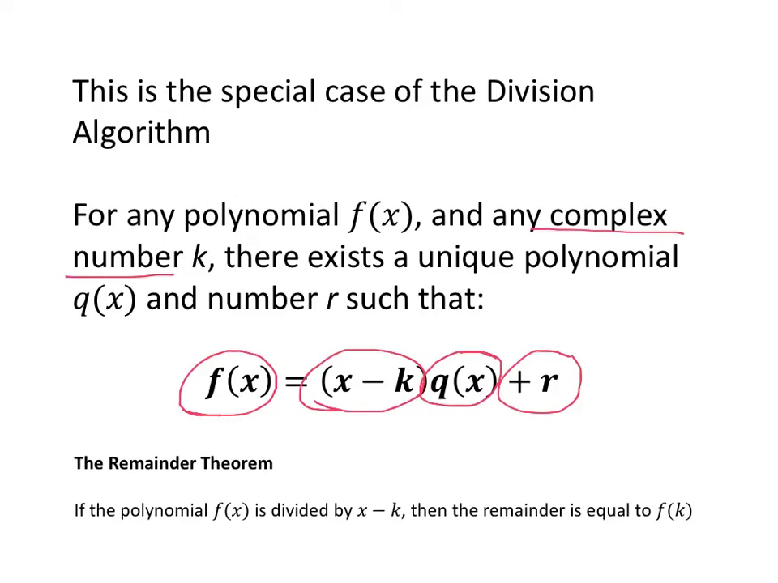And that brings us to the remainder theorem, saying that if we have some polynomial and we divide by x minus k, the remainder is equal to f of k. So we can actually calculate f of k by doing synthetic division. And that's what we'll do next.